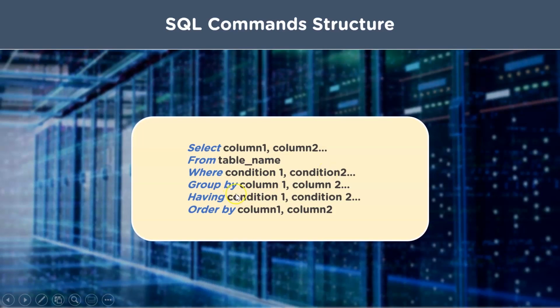Then we have the group by clause that takes various column names. So you can write group by column 1, column 2, and so on. Next, we have the having clause to filter out tables based on groups. Finally, we have the order by clause to filter out the result in ascending or descending order.